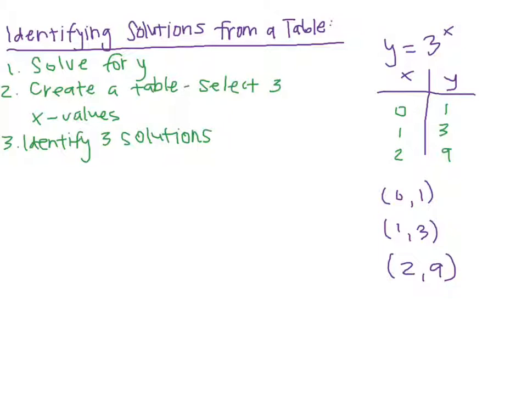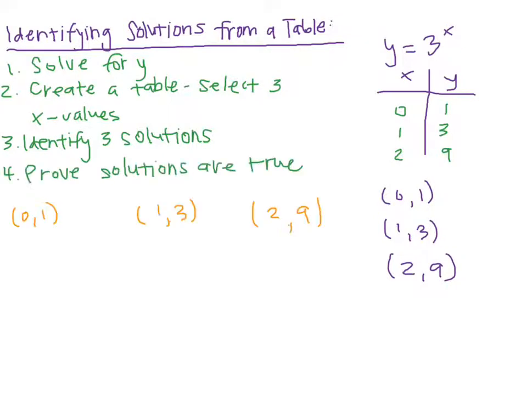You'll notice that the steps from identifying solutions from a table are very similar to identifying solutions from our graph. So we solved for y, we created the table or the graph, we identified 3 solutions, and then step 4, once again, is going to be to prove the solutions are true. So once again, let's take that first point, (0, 1), and let's plug it into y equals 3 to the power of x. So in place of y, we have a 1. In place of x, we have a 0. And I know that any number to the power of 0 always equals 1. So I'm left with 1 equals 1, which is true.